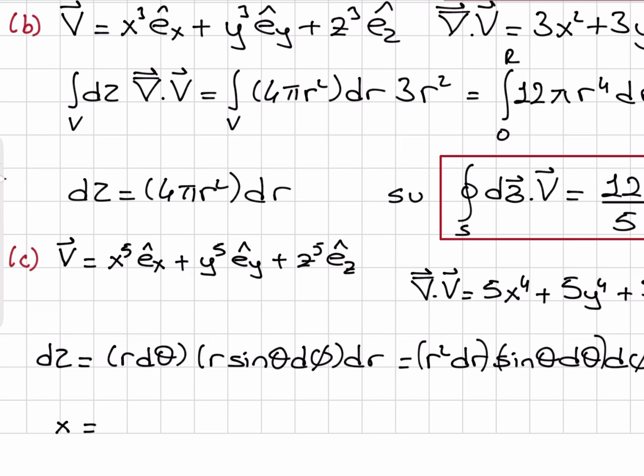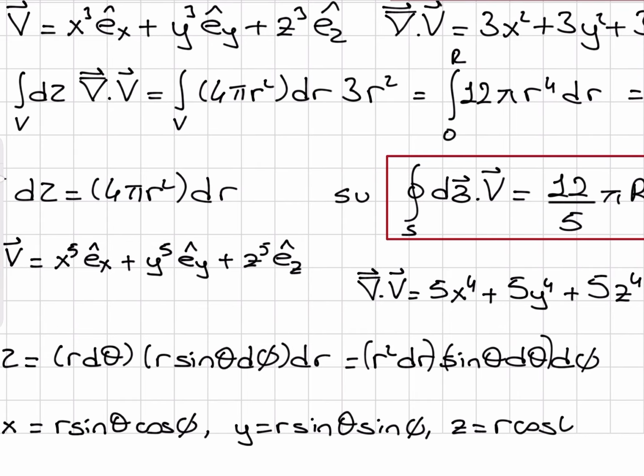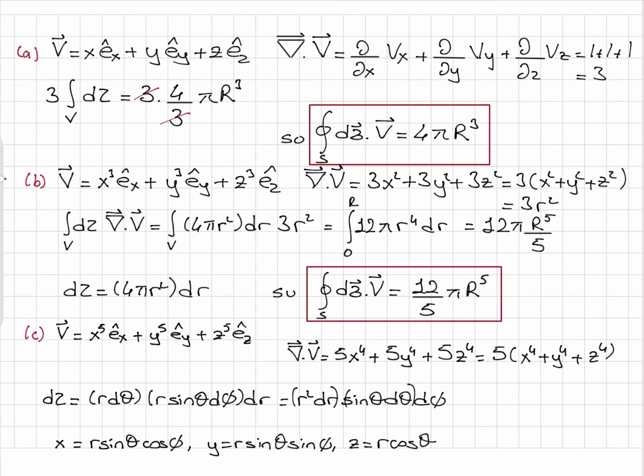Okay, and the conversion between Cartesian and spherical coordinates: x is equal to r sine theta, the projection onto the xy plane, times cosine phi, y is equal to r sine theta sine phi, and z is equal to r cosine theta. So what is x^4 plus y^4 plus z^4? That's what we need to figure out here.